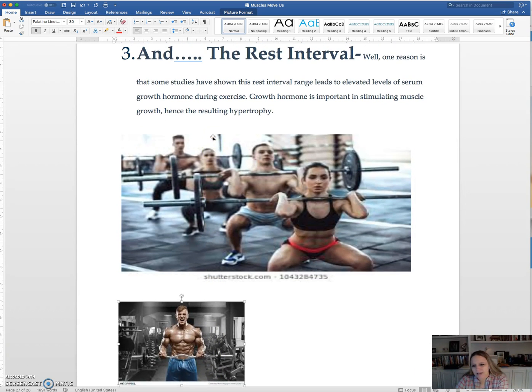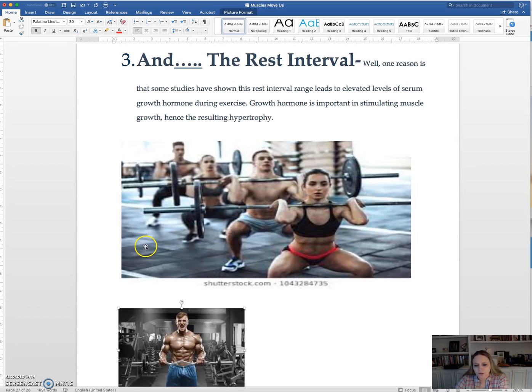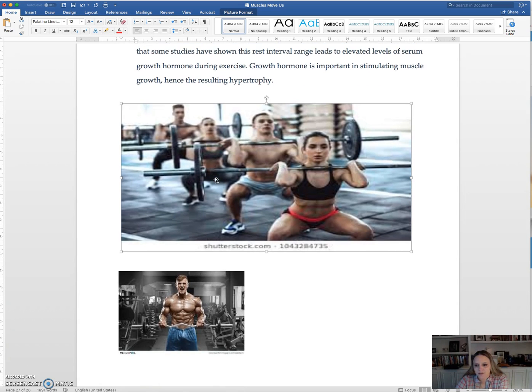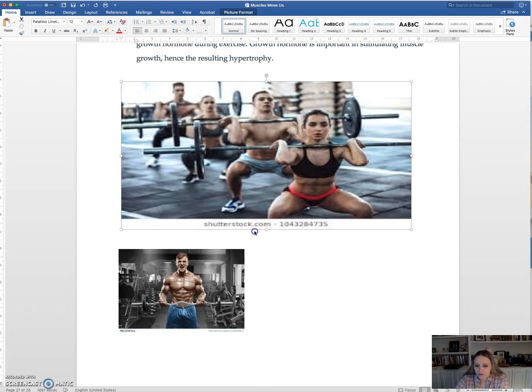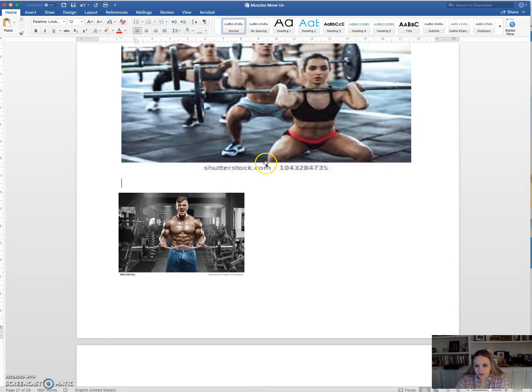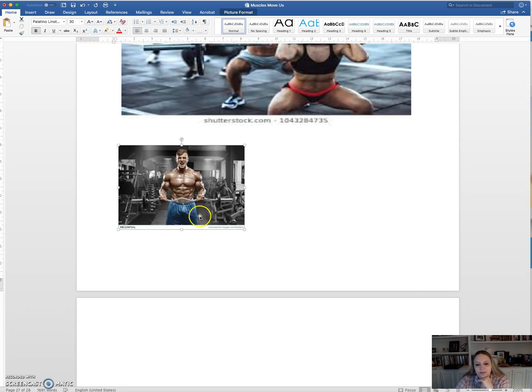Again, don't just have an image up here for no reason. You're talking about the rest interval. These images are very grainy, so you would lose points for this quality of an image. It may be because you're just trying to stretch it out too far. There should be a citation. On Shutterstock, you should have purchased that image, so you need to be trying to look at some images that you can use. Same thing here.